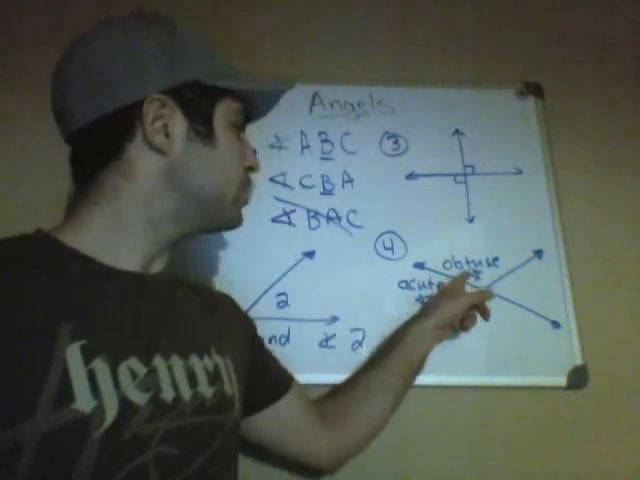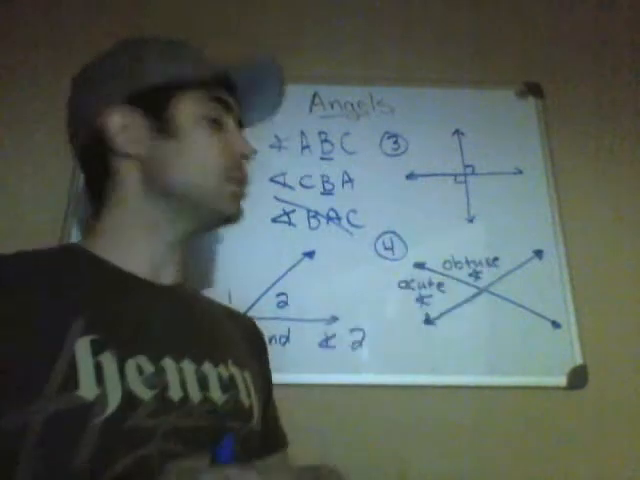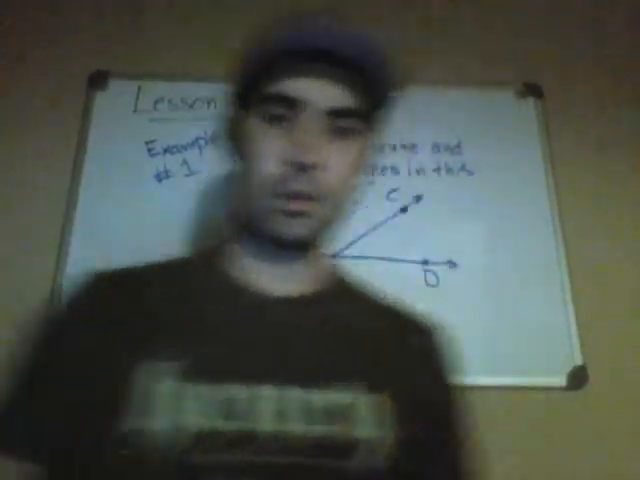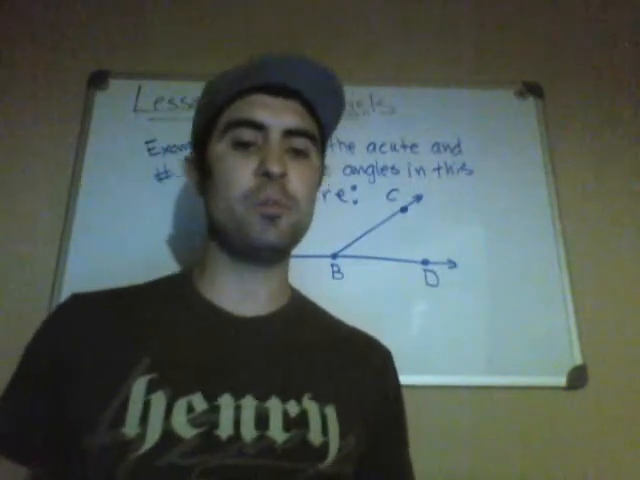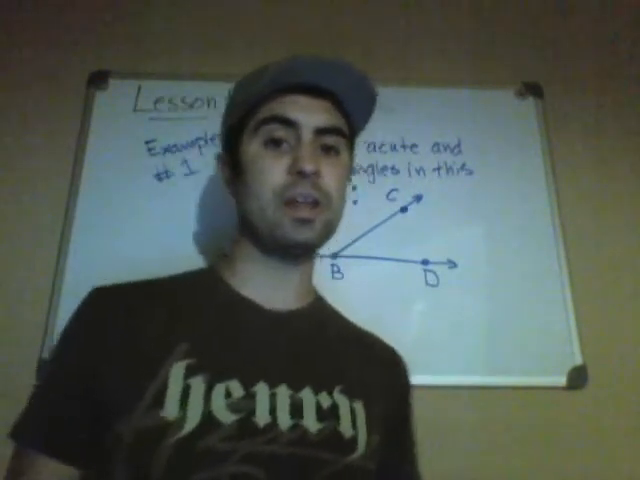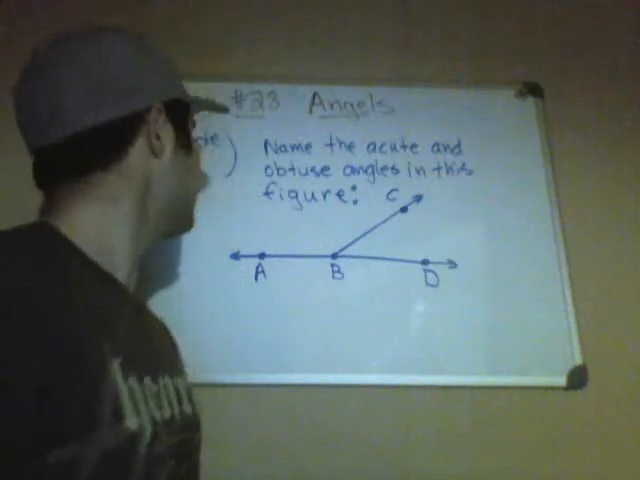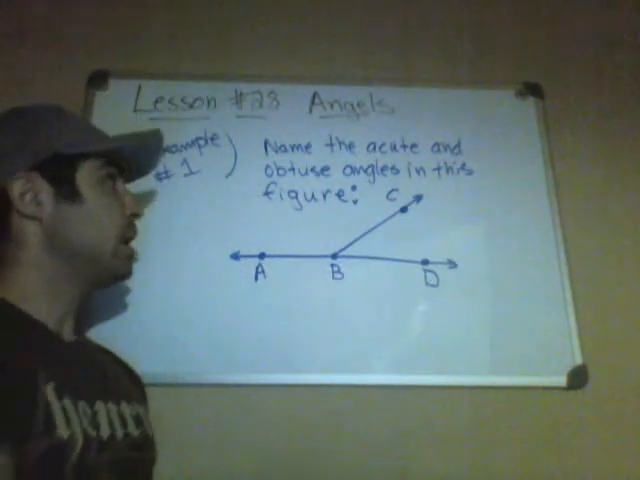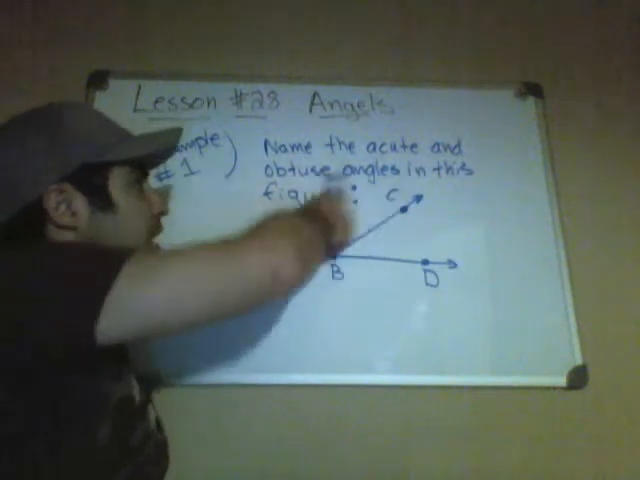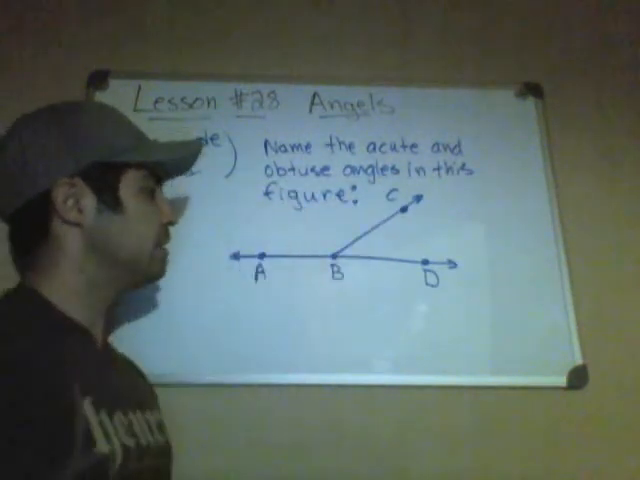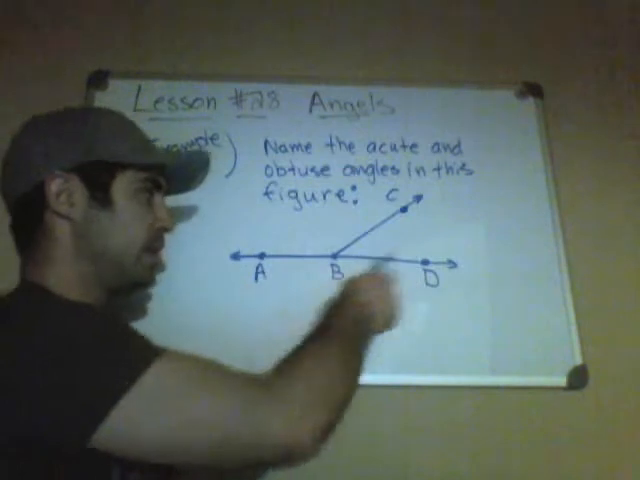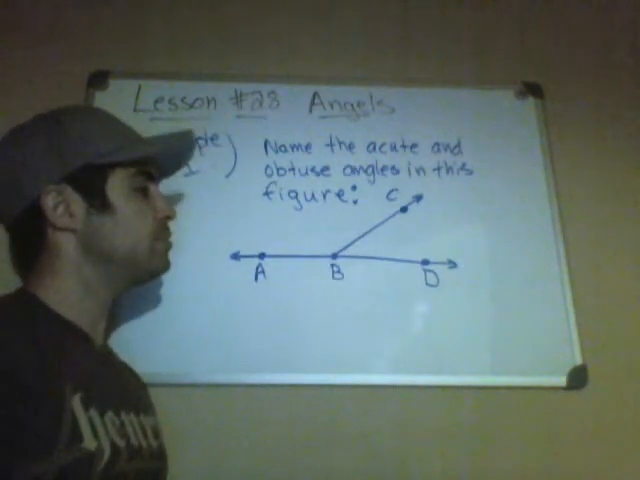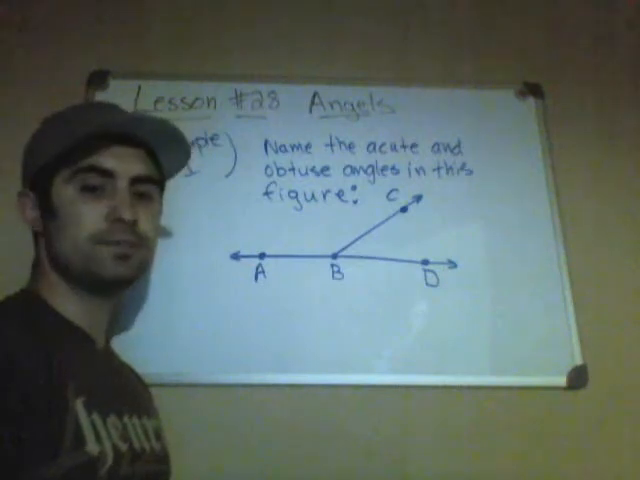Then we have obtuse angles. Those are large angles. And acute angles. Those are small angles. They're acute. Alright, here's example number 1. If you want to pause the video really quick and do it yourself and see if you get the same answers that I'm going to give you, this would be a good time to do it. Name the acute and obtuse angles in this figure. So, here's a line and a ray shooting up. Go ahead and name the obtuse and the acute angles.